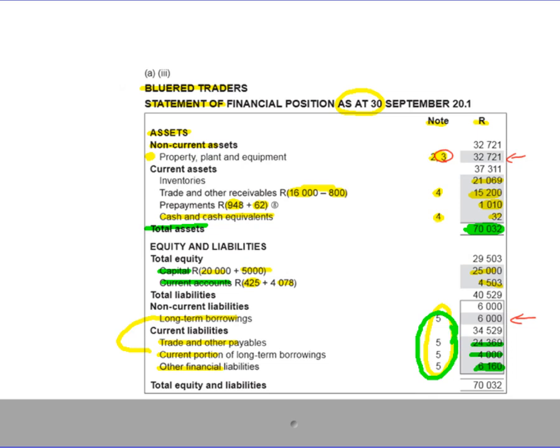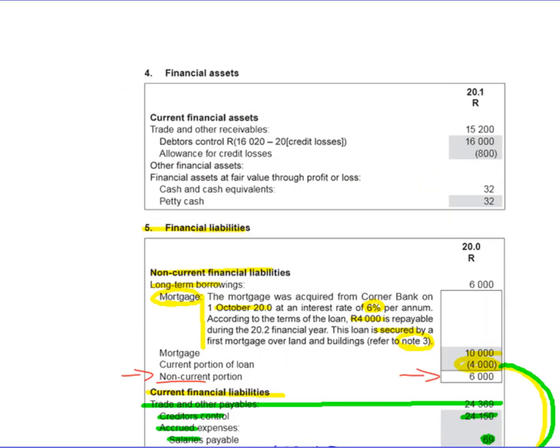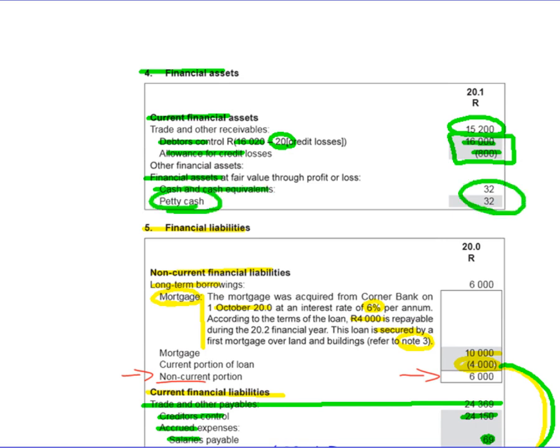The last thing we haven't looked at was note number 4, just for the current assets. Nothing to write home about here. The current assets were the trade and other receivables made up of the debtors control being the 16,020 minus the 20 credit loss that went straight against it. And then my allowance for credit losses we've already discussed. Remember, I've told you before that the gross minus the allowance gives me the net figure. Last up, we also had financial assets. Nothing fancy, no investments in shares, just cash and cash equivalents being petty cash, 32 Rand. Great, ladies and gentlemen, well done.